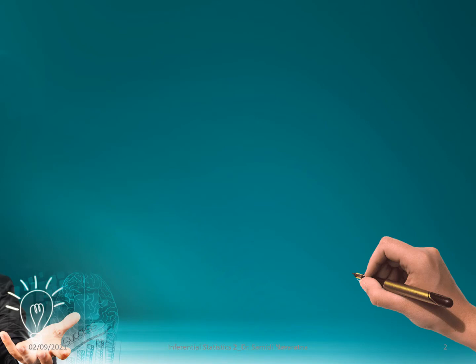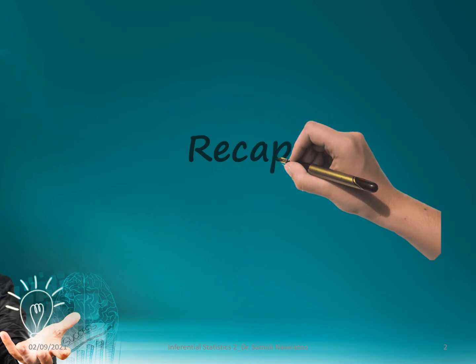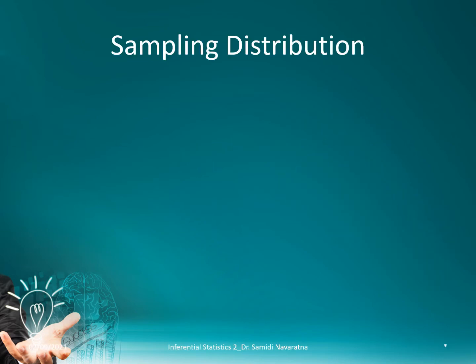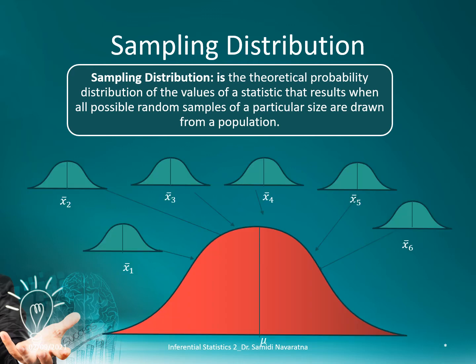Before I start on the lecture proper, I would reiterate some key points we discussed in the previous lecture. If you can remember, we discussed the sampling distribution, which is a theoretical probability distribution of a given statistic that you get from all possible random samples of a given population.